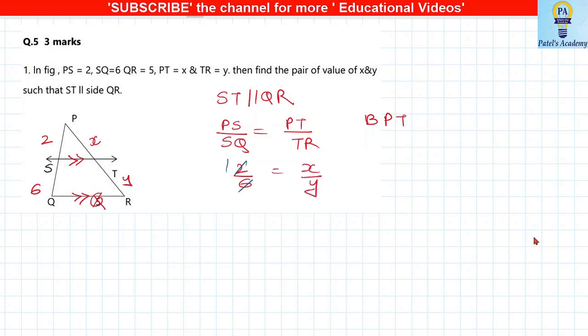If I reduce, I get 1 by 3. So what I get is 1 upon 3 equals X upon Y. If I cross multiply, what will I get? Y equal to 3x.